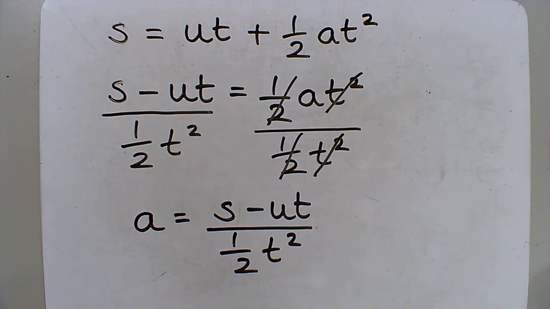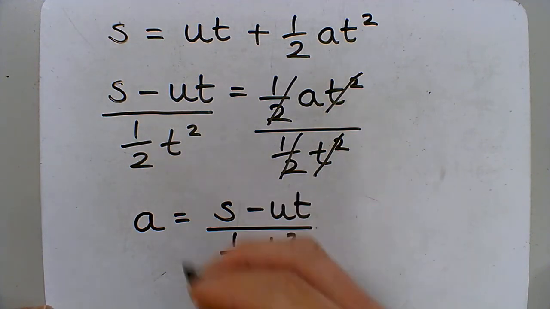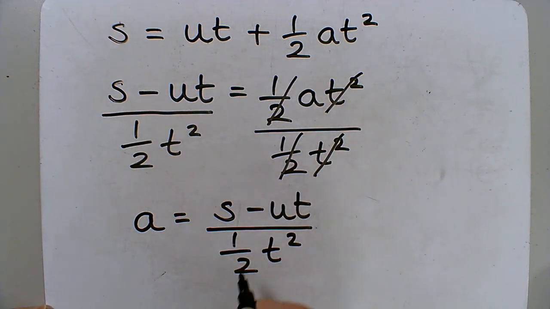Just as a little tip, you can sometimes rewrite this in a different way. Instead of writing a half, you can write 0.5, if that helps, because sometimes it's easier to work with decimals rather than fractions.